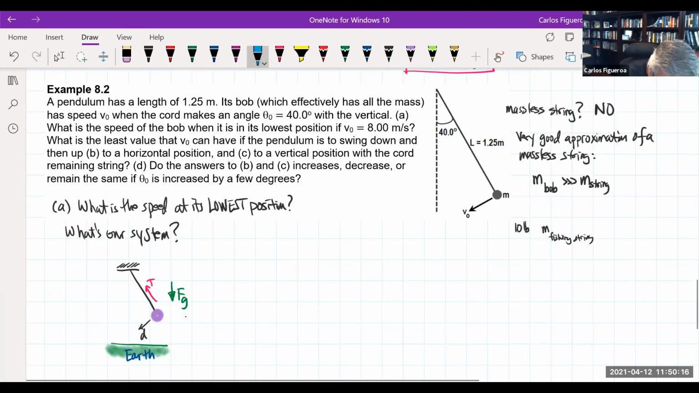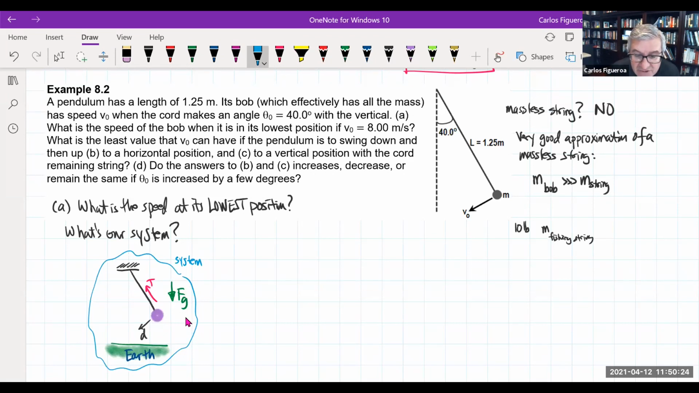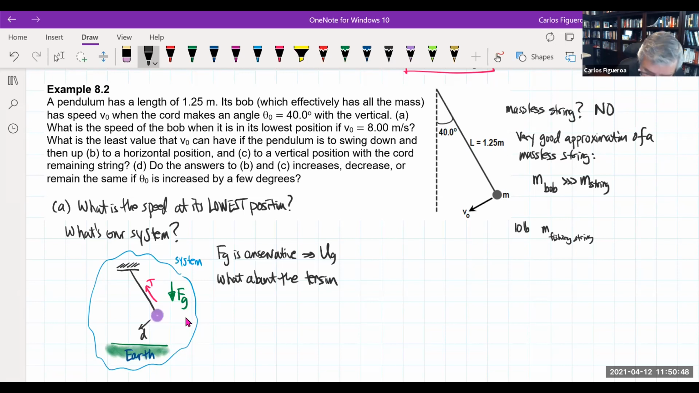So when I look at my system, here's my system. We know that the force of gravity is conservative. So F of G is conservative, which implies we can use the gravitational potential. The question is, what about the tension? The tension is in the system, so we have to deal with the tension.